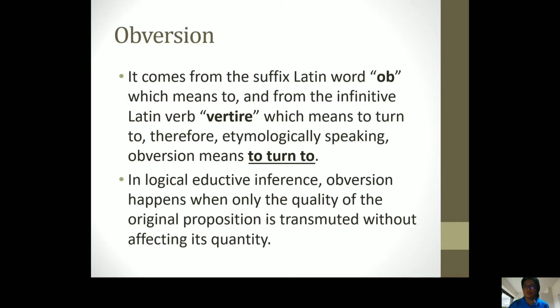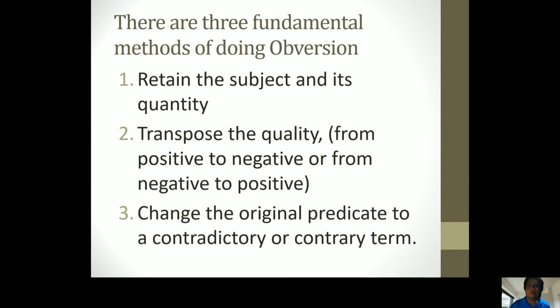When we say obversion, what you're going to do is to change the quality, meaning to say you're not going to move the subject or the predicate, but you're going to change your copula. If that is positive, you're going to make it negative, or affirmative to negative, negative to affirmative. There are three fundamental methods of doing obversion.